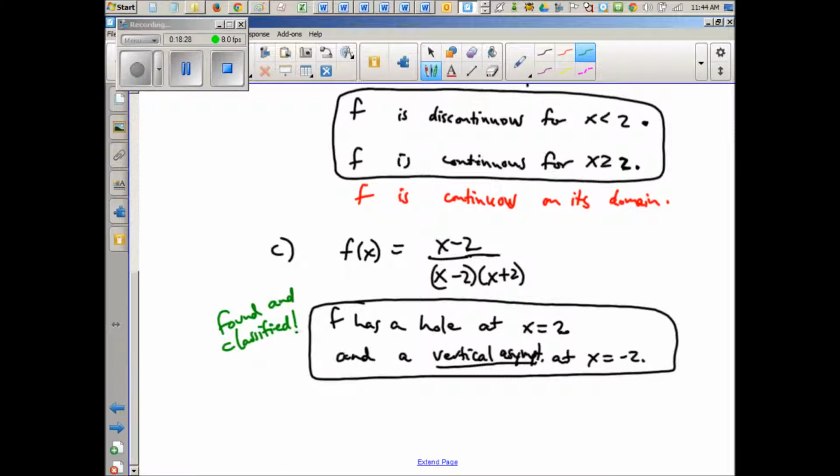I stated exactly what they were. I didn't just say, oh, x is not 2, x is not negative 2. I was more specific than that. Yes? Jack? If they gave you this, right? They told you to find discontinuities, but they also put x is not equal to 2 and x is not equal to negative 2. Is that still discontinuous?